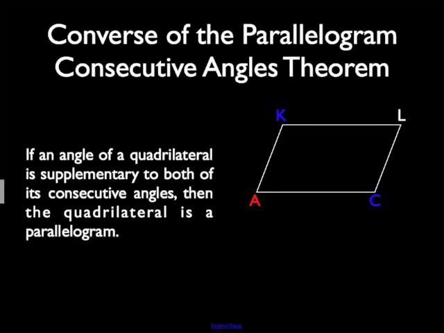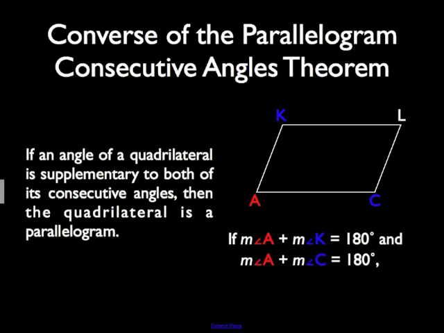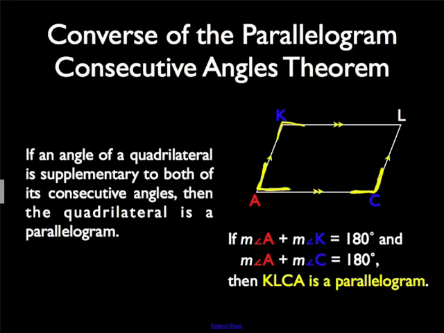The next converse that we're talking about is the converse of the parallelogram consecutive angles theorem. This one states that if an angle of a quadrilateral is supplementary to both of its consecutive angles, then the quadrilateral is a parallelogram. So in our figure, that means that if angle A and angle K are supplementary, and angle A and angle C are supplementary, then quadrilateral KLCA is a parallelogram.